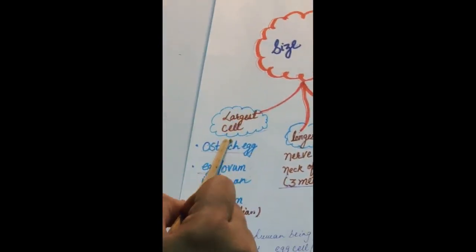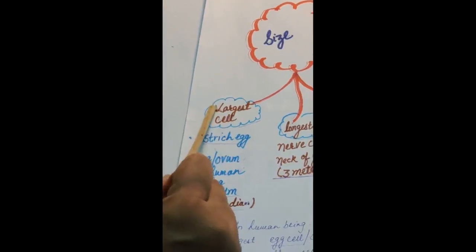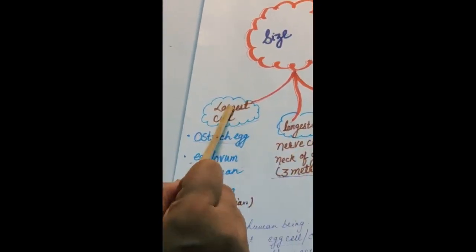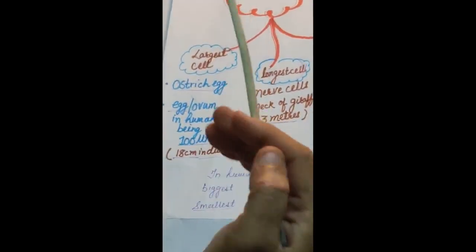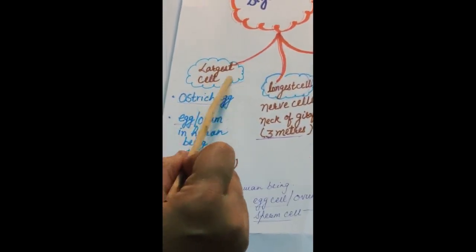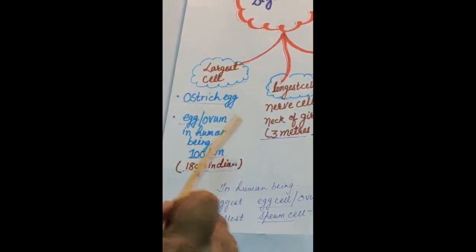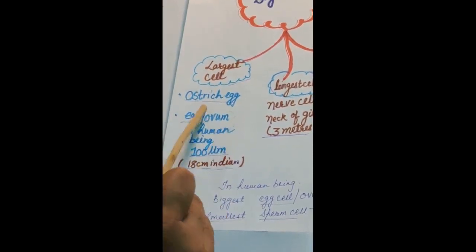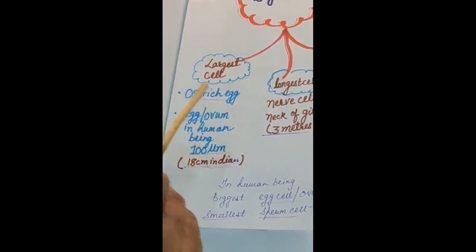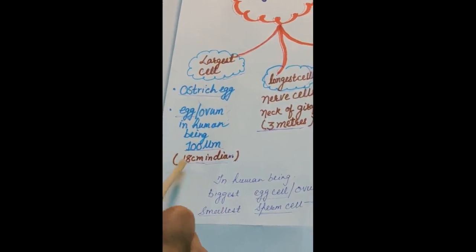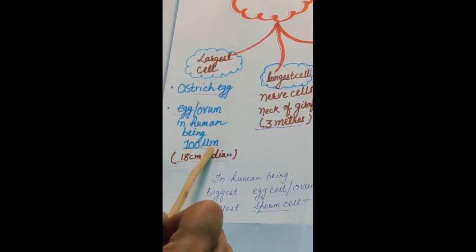Now come to the largest cell. Longest and largest are two different terms. Largest means very big. The largest cell is the ostrich egg. And in human beings, the largest cell is the ovum or egg. What is the size of this? 100 micrometer.